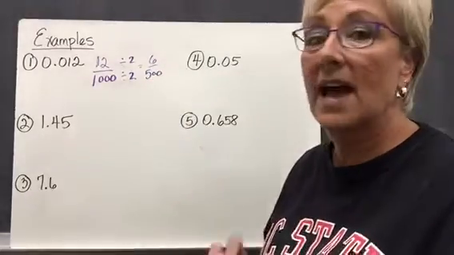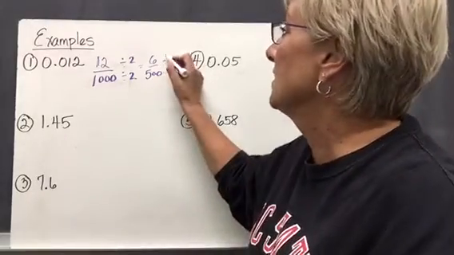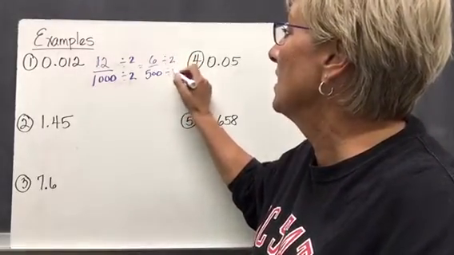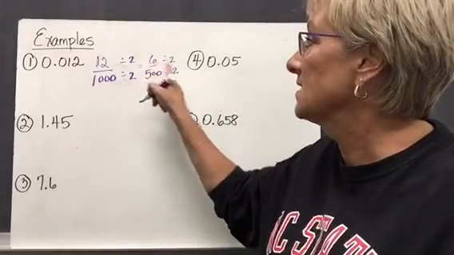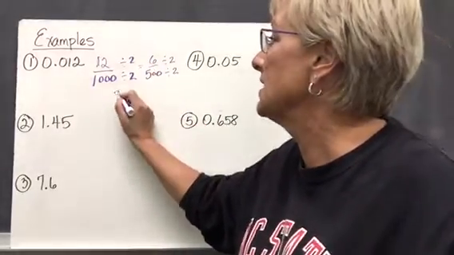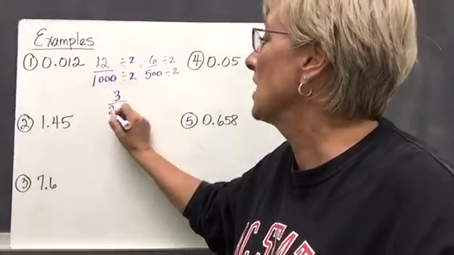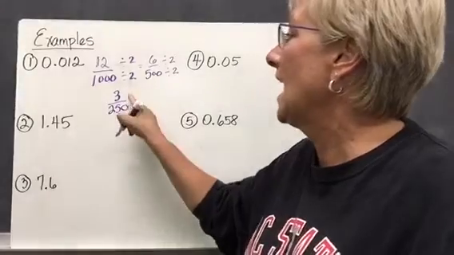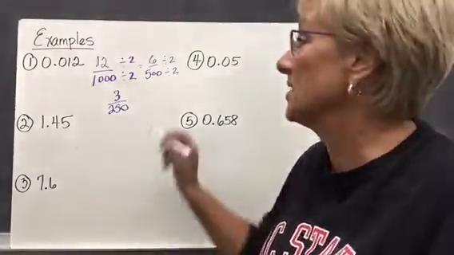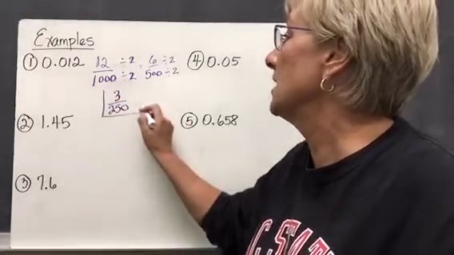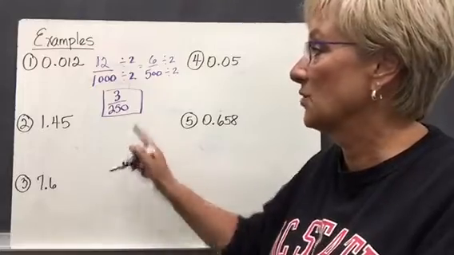Now, if you notice, I know that they're still even, so I know 2 can go into both of these again. So let's keep dividing out until we have a number that we know is going to be in its lowest term. 2 goes into 6 3 times, and 2 goes into 500 is going to be 250. And I know that 3 cannot go into 250, and 3 times 1 are the only factors of 3, so it's going to be 3 over 250 is going to be my fraction equivalent.